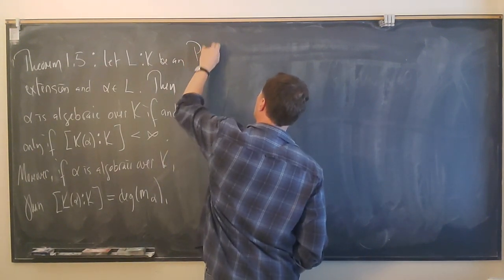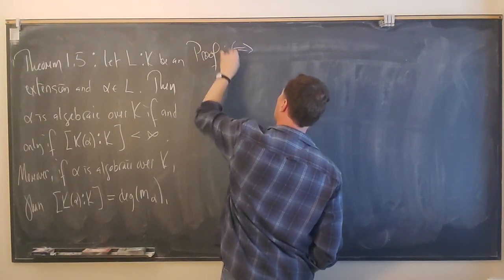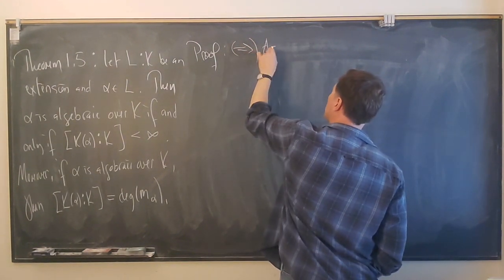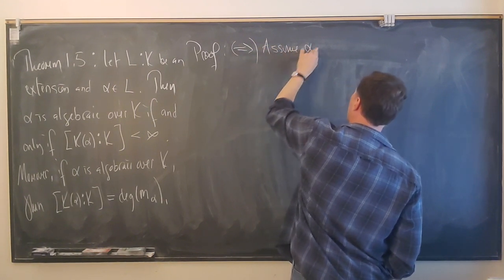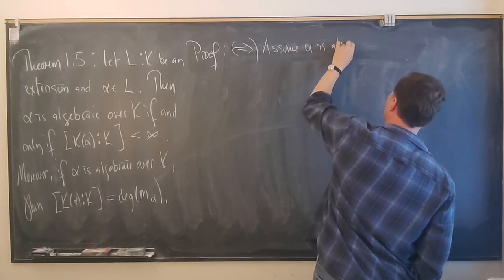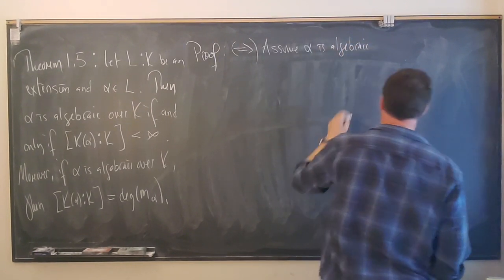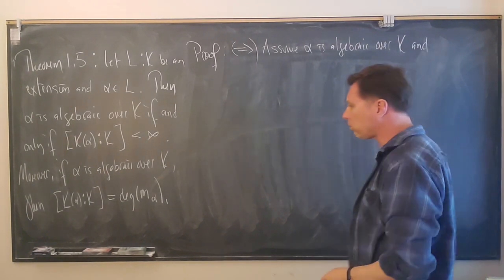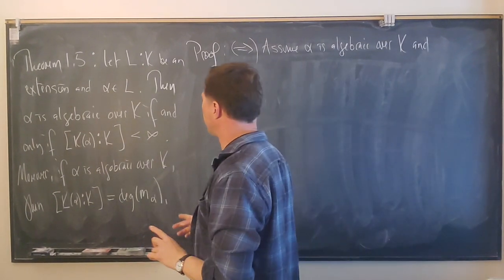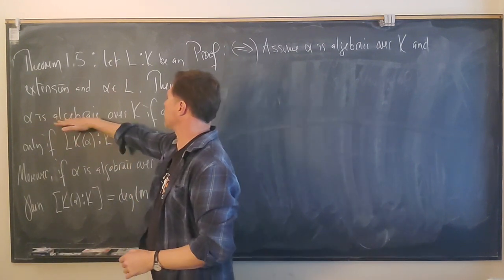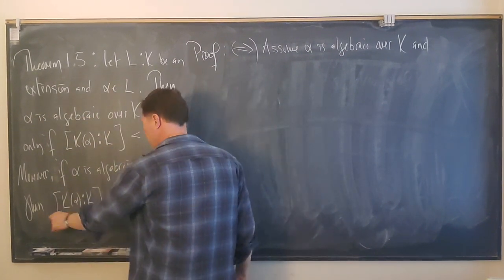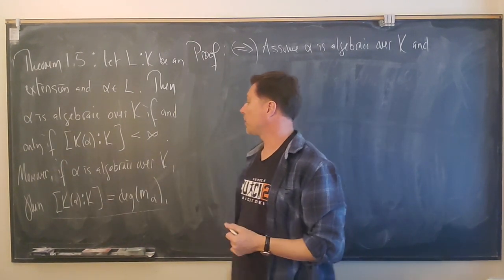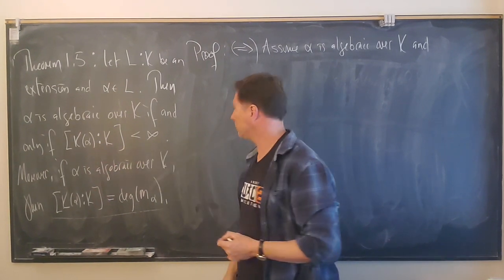In the proof, in the forward direction, we're going to assume that alpha is algebraic over K. In the forward direction, we're going to assume that it's algebraic over K, and we're going to go straight to showing that the degree of the extension is equal to the degree of the minimal polynomial. Of course, that will allow us to conclude that the degree is finite.